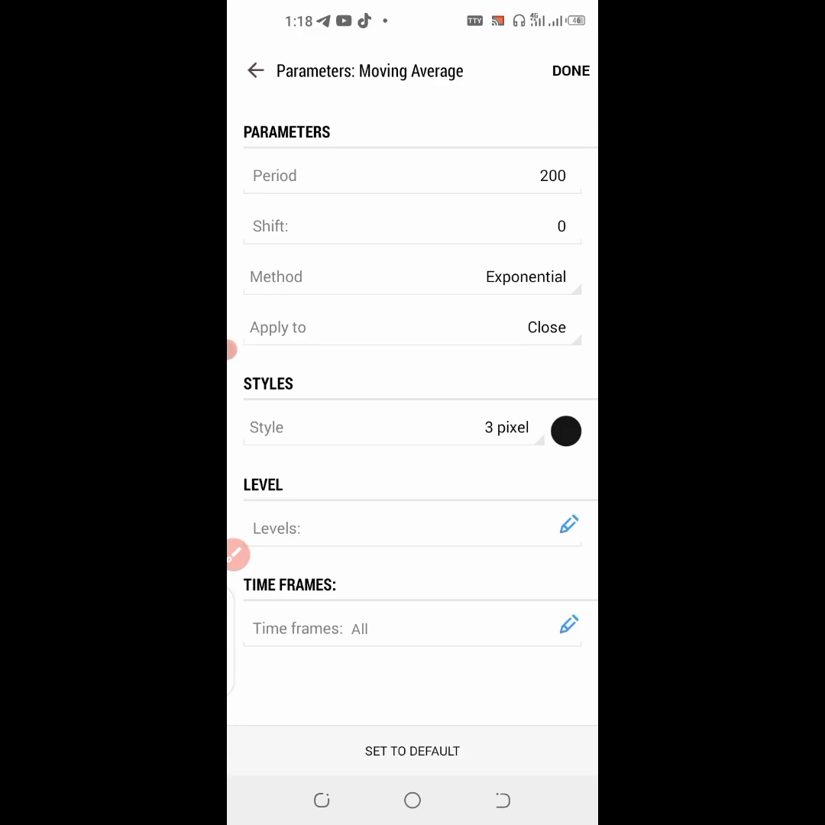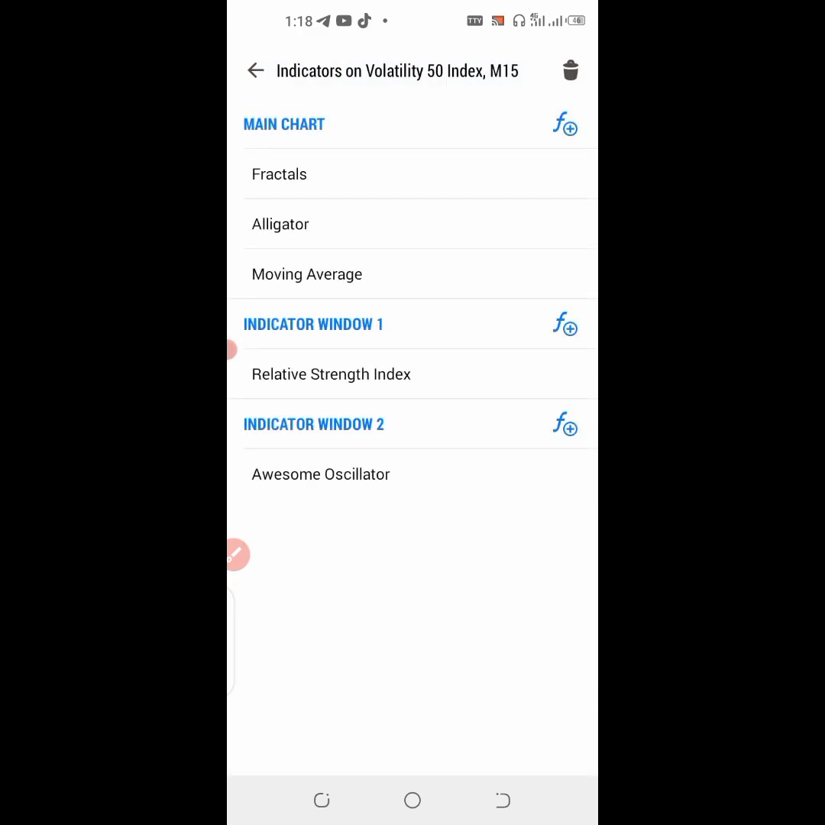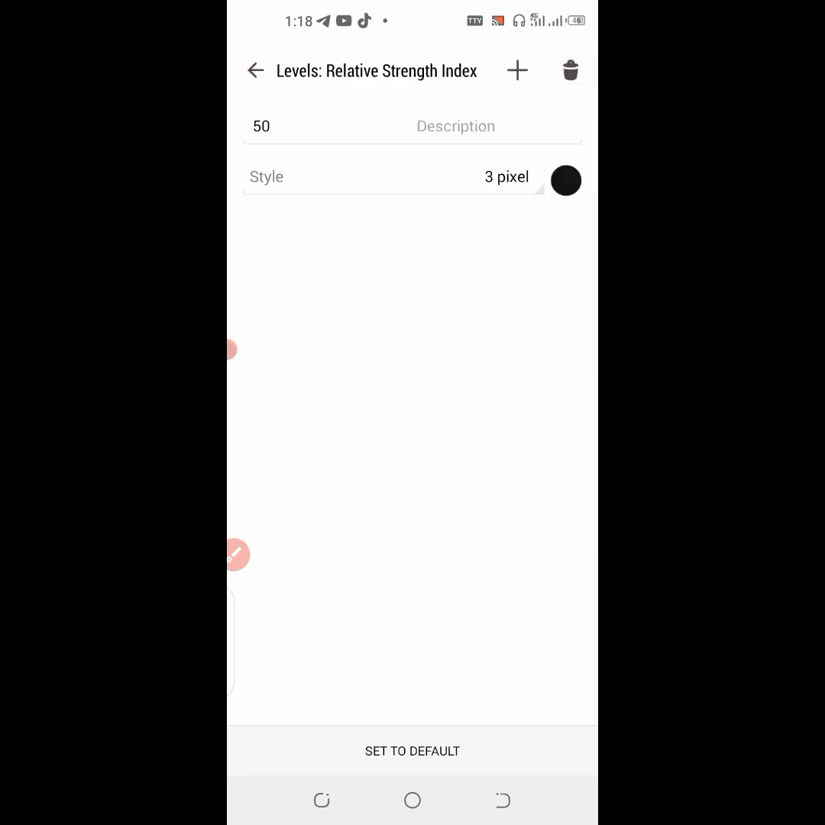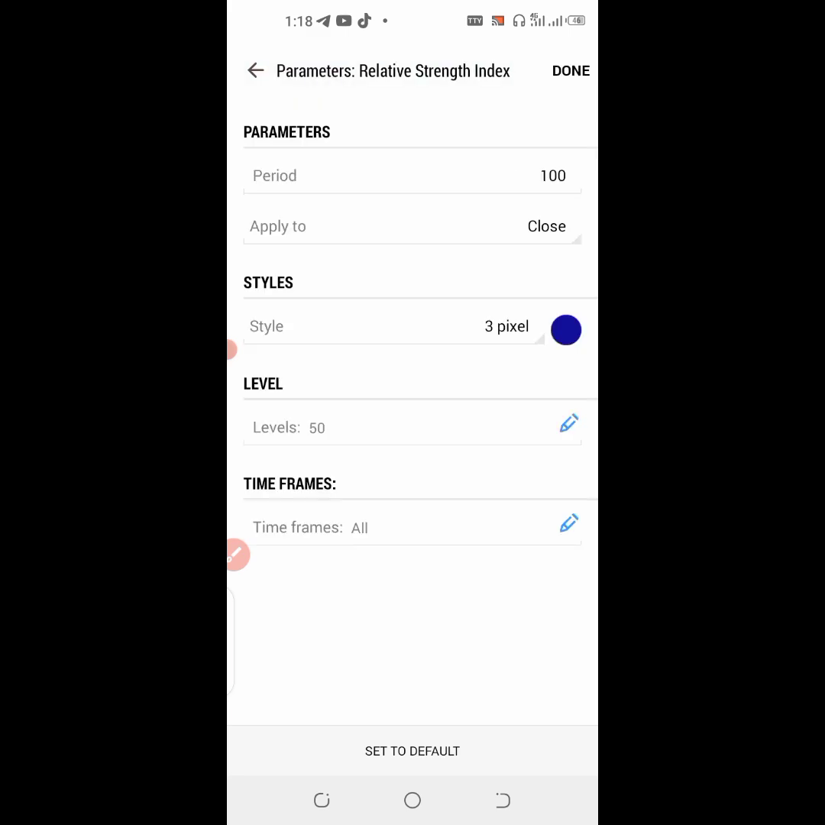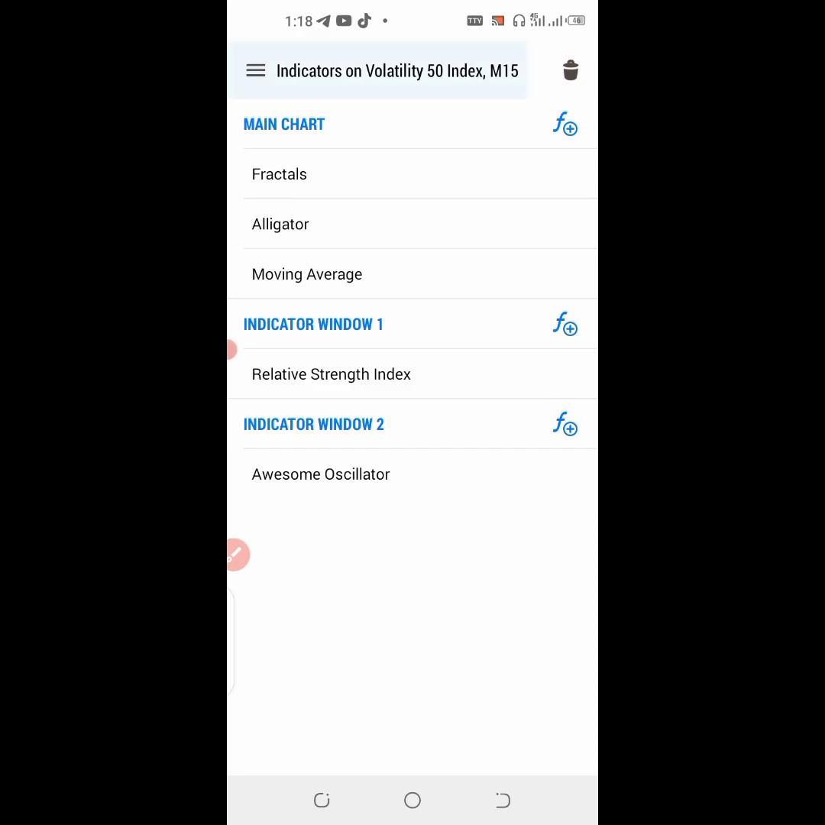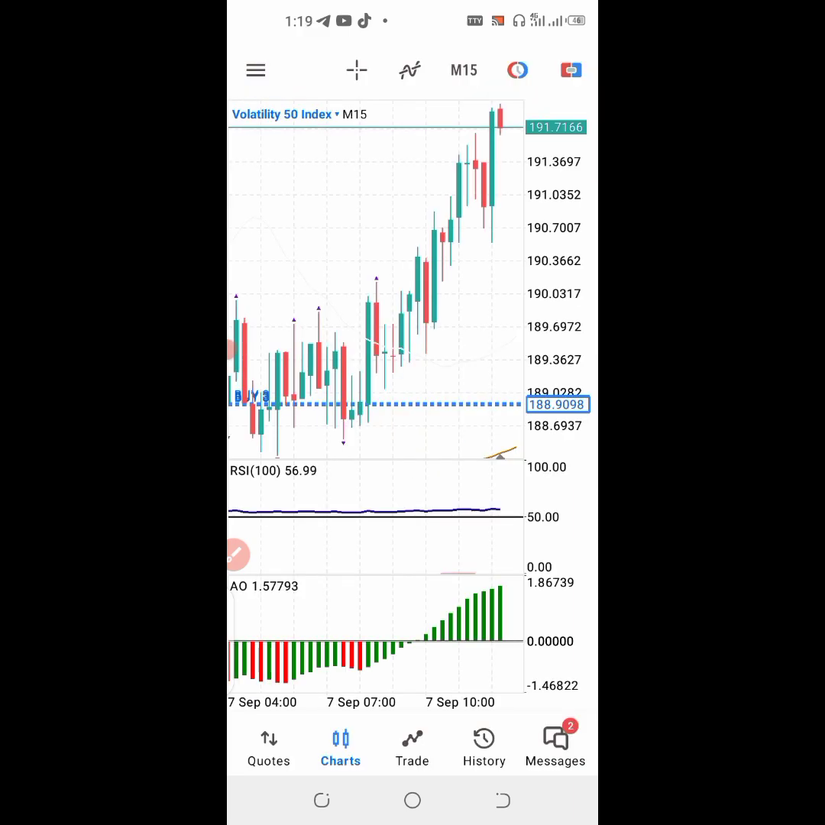You click done. So in our window one, here we have relative strength index 100, apply to close, any color of your choice. Our level is 50. You put your color, you click done. In window 2 we have awesome oscillator, default settings, you click done. So let's go to our chart now, guys. So here is our chart.